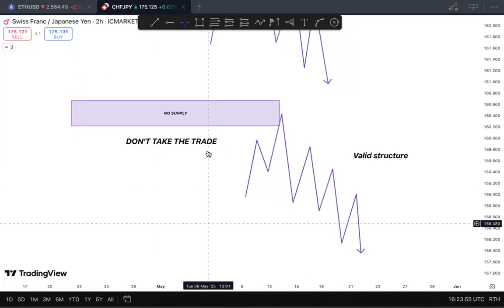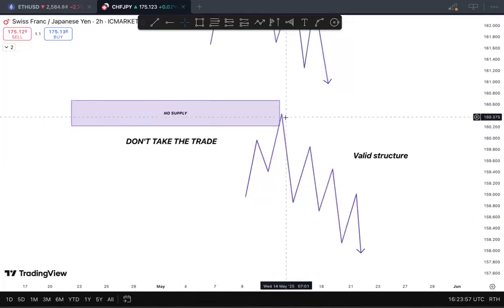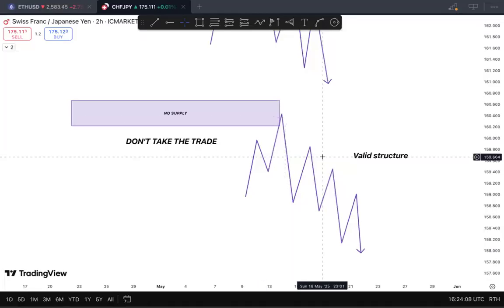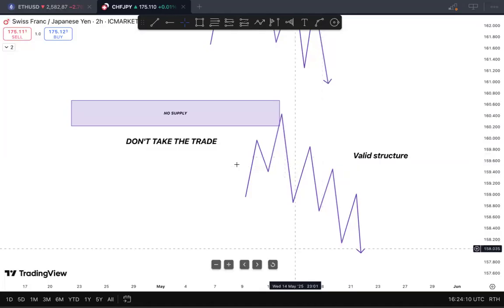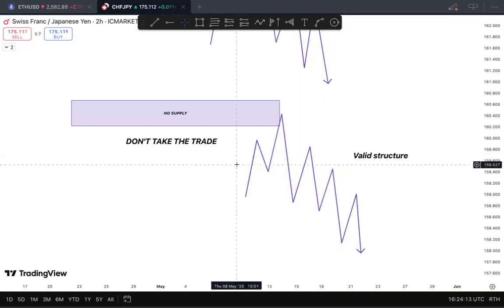So this alone, no supply, you don't know where price is coming from. You don't know where structure is coming from. Don't take the trade. You want to trace back and look for where this structure is coming from. Though the structure is valid, but no supply, you don't want to take the trade. You don't want to gamble. So what do you do? You just stay away. Don't be tempted to take that trade.